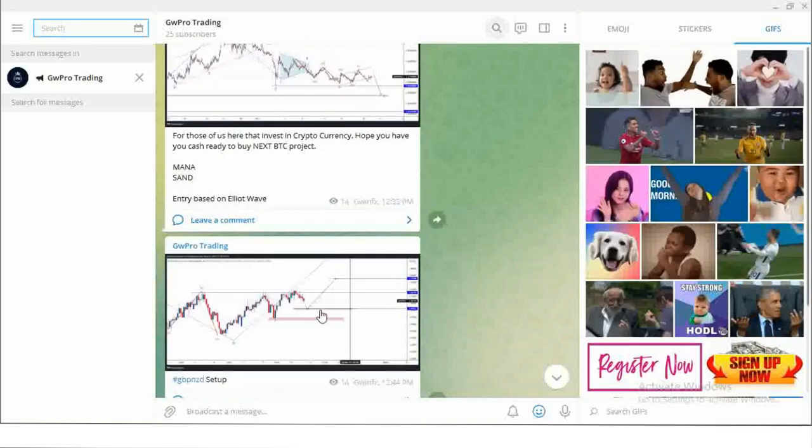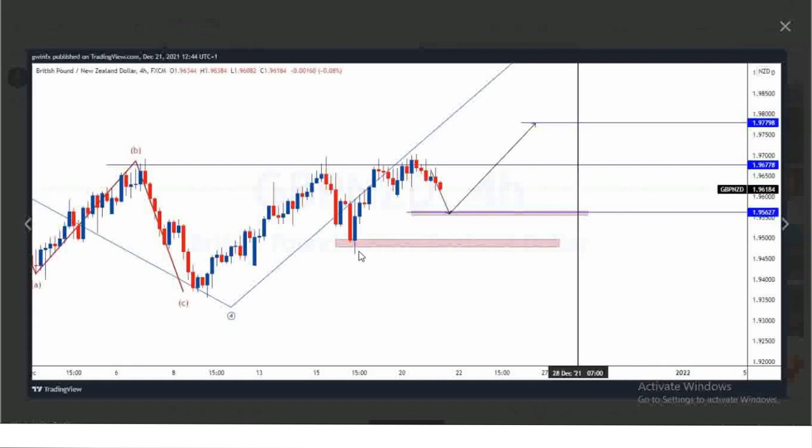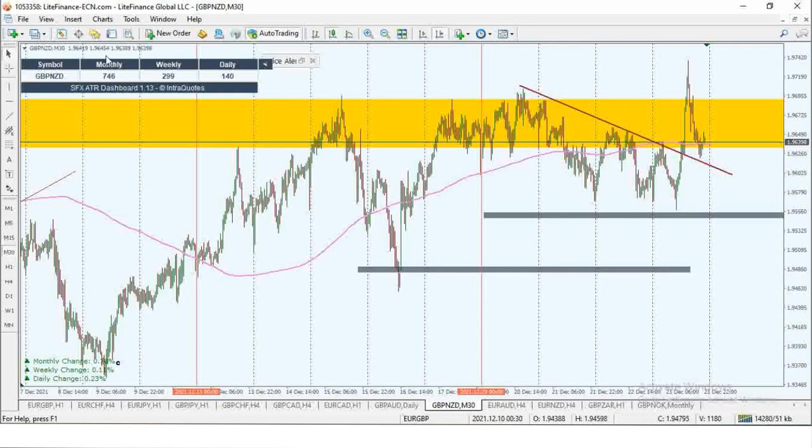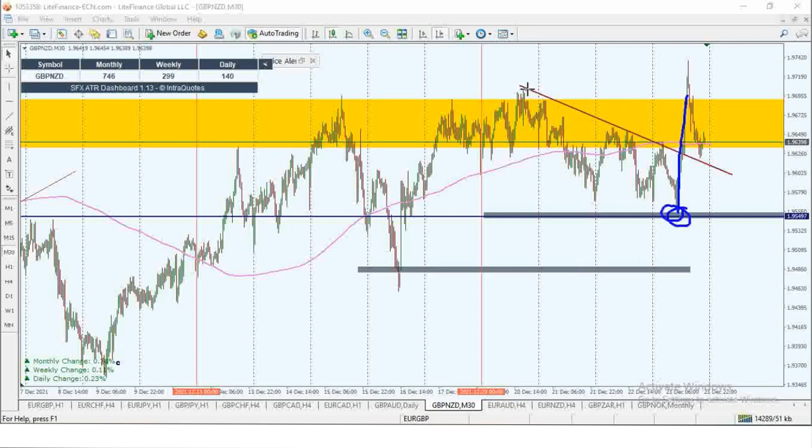Alright, so here is the chart GBPNZD. This is the territory I was looking at for price to bounce, 1.954. Price did come close to that zone but couldn't bounce off the zone before breaking out of this downward structure here. I was looking at this as a bounce from which price would continue moving to the upside.